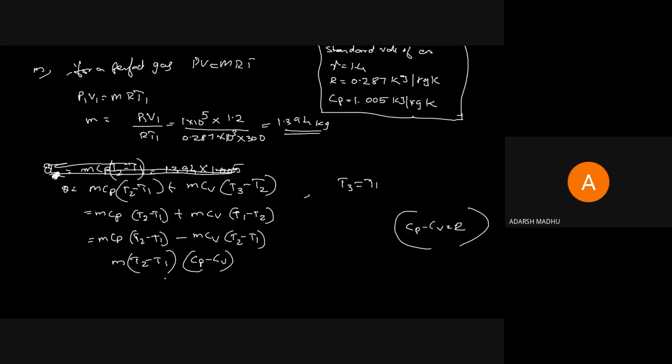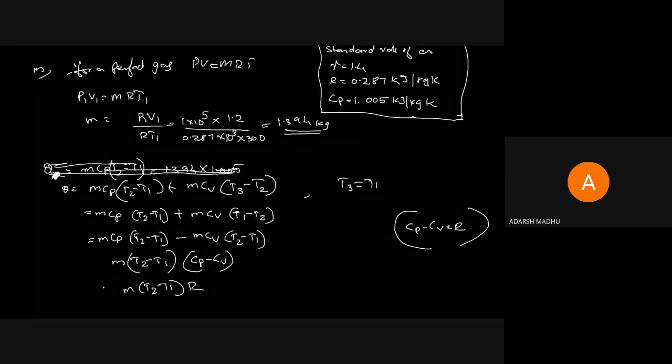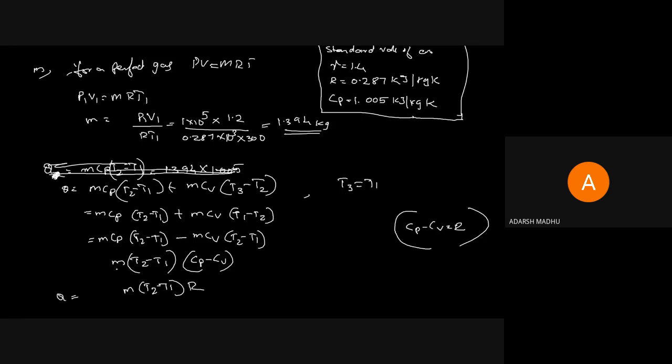So we can substitute: M into T2 minus T1 into R. Put the value of M, T2, T1, and R here to get the total heat value. M is given as 1.394, T2 is given as 600 Kelvin, T1 is given as 300 Kelvin, and the R value is given as 0.287.